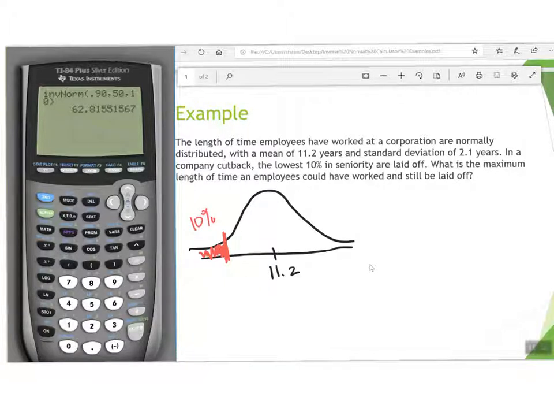So in this calculator, we're going to do this. Second, vars, inverse norm. And this time, again, we're on the left-hand side, so we'll do 0.10, because that's 10% as a decimal. The mean is 11.2, comma, and the standard deviation is 2.1. Close the parentheses and press enter, and I get 8.5. So the maximum time an employee could have worked is 8.5 years and still been laid off.